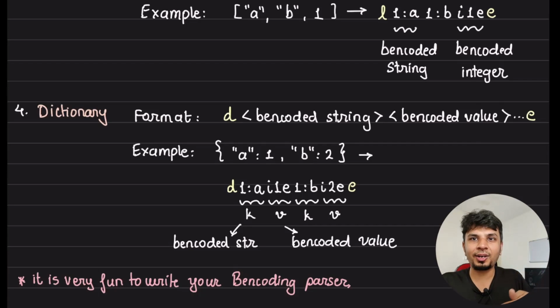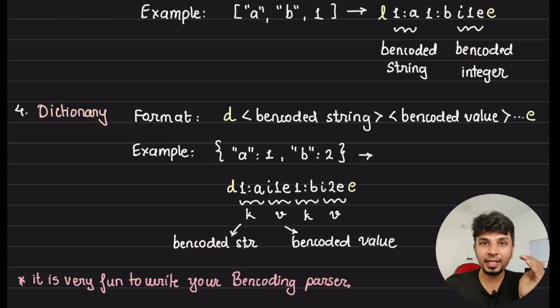When you get the torrent file, you first need to understand the information in it and then start downloading the file from elsewhere. We'll do that. So yeah, it's very fun to write your B encoding parser. I would highly encourage you to write one. It's very simple. You'll have fun writing it, to be honest.